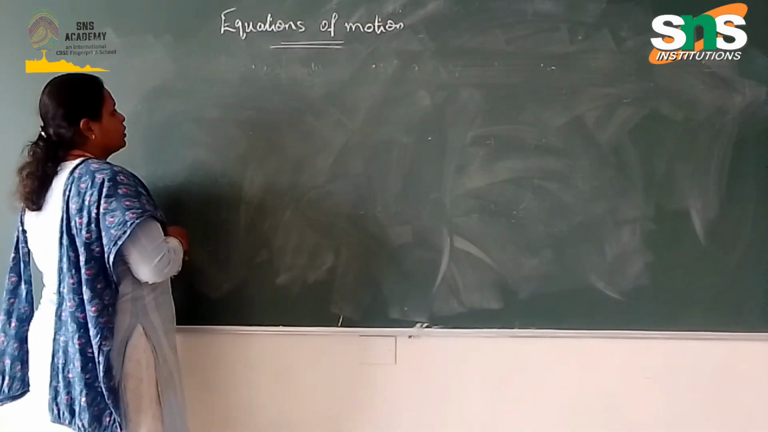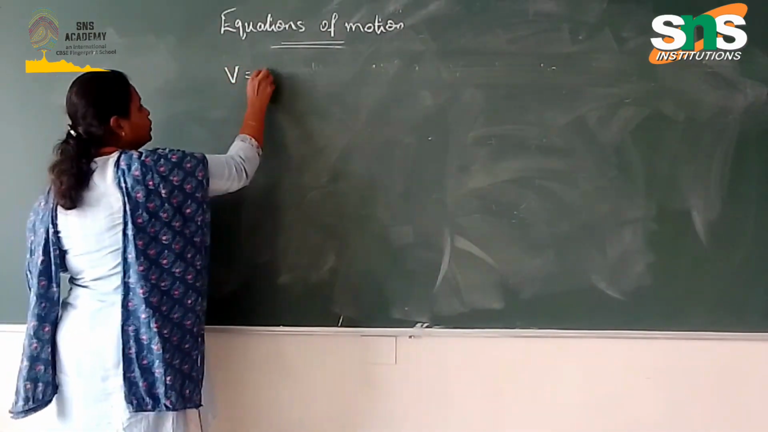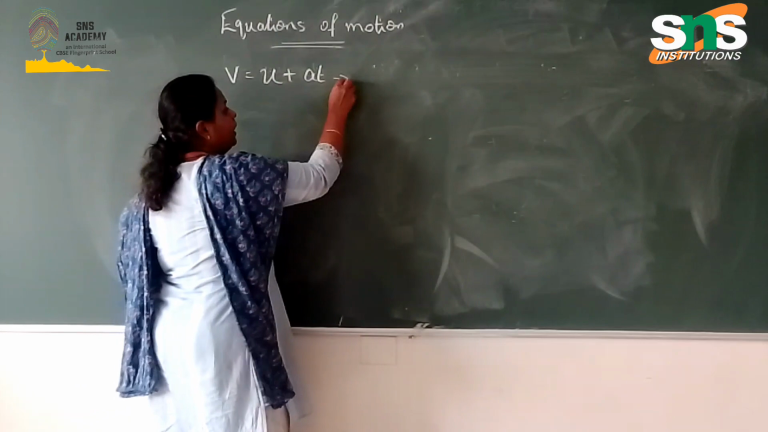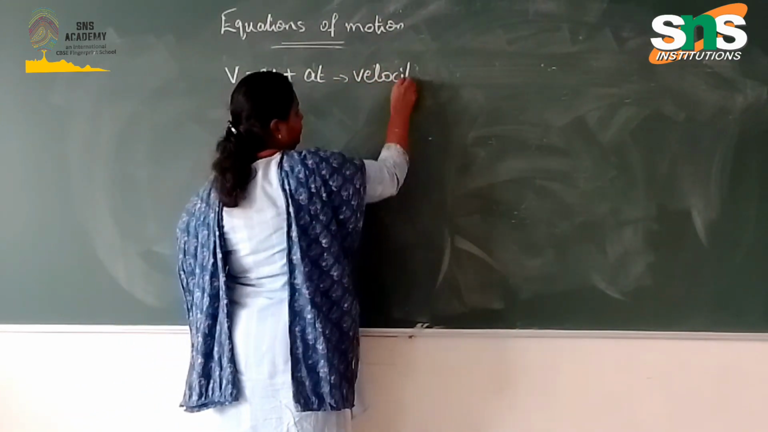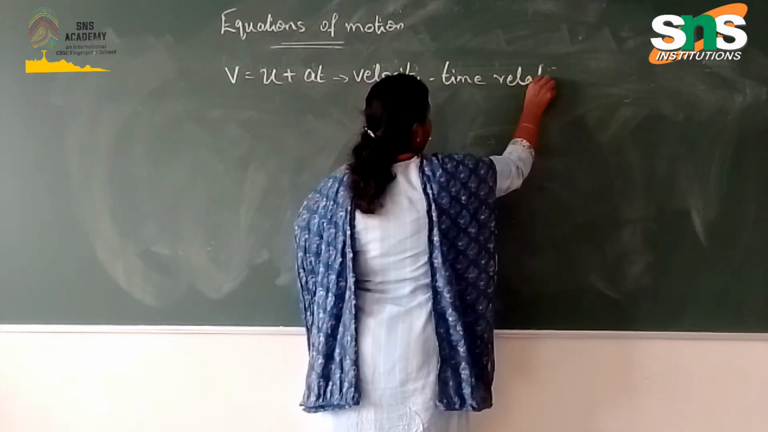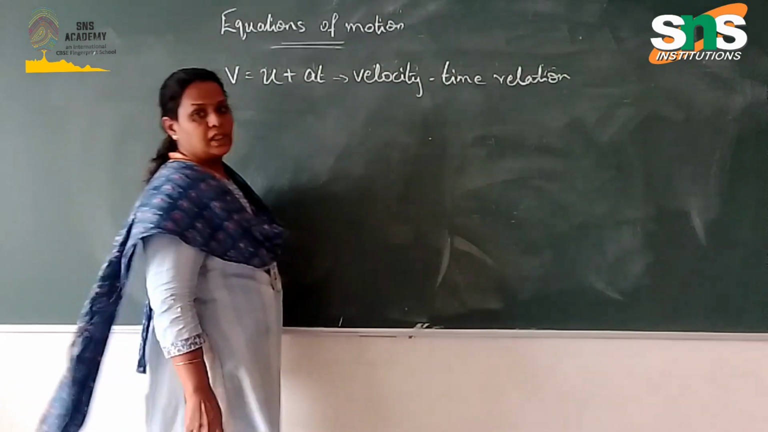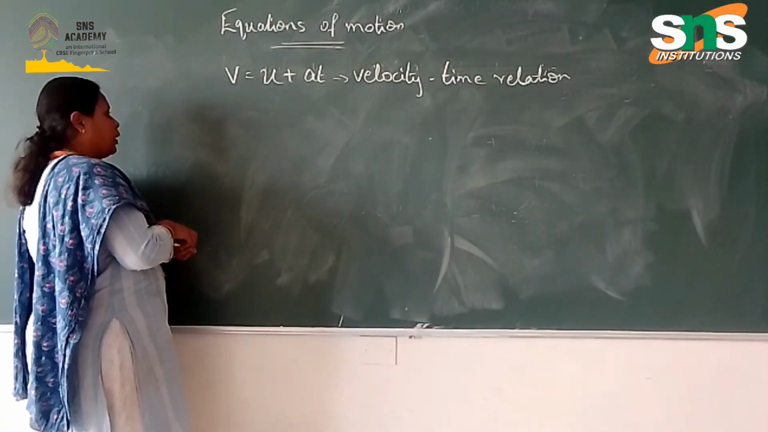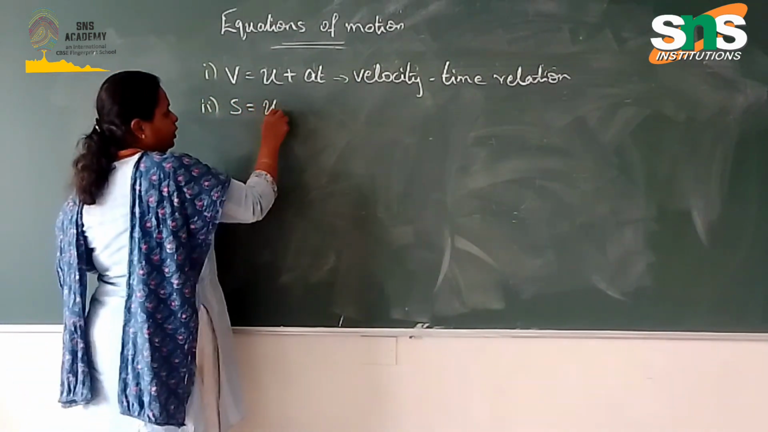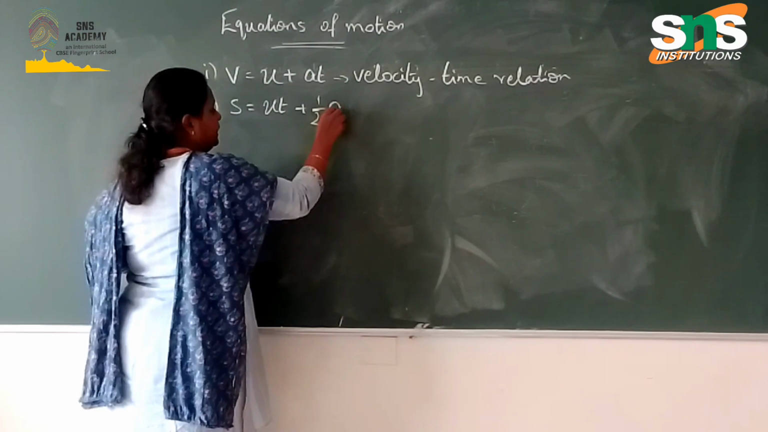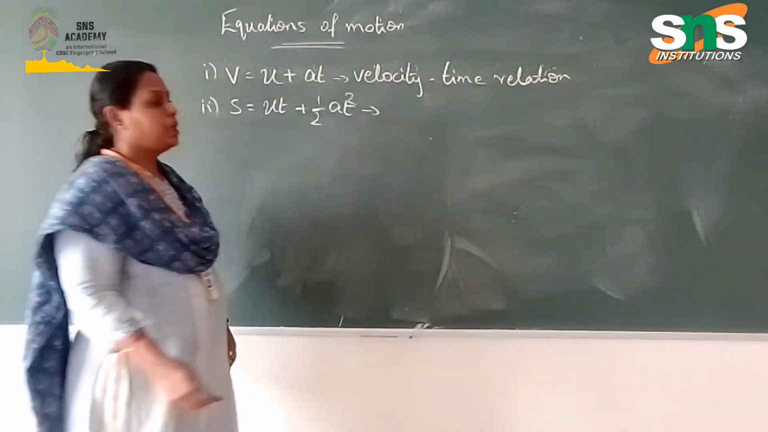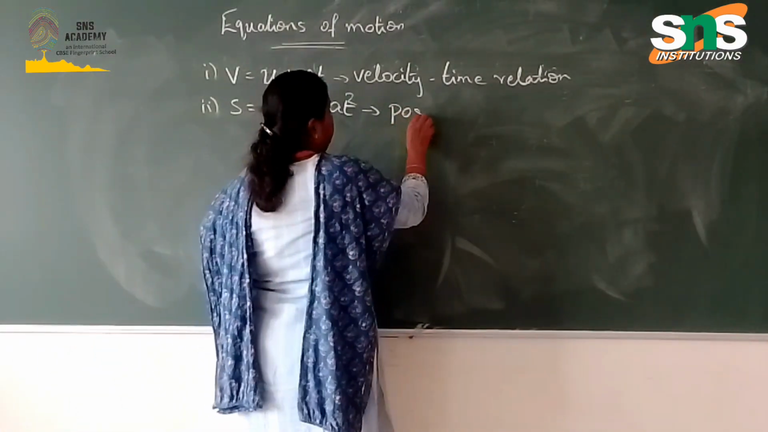The very first equation of motion is v = u + at. This equation gives the relationship between velocity and time. And the second equation is s = ut + half at square. This equation gives the relationship between position and time.